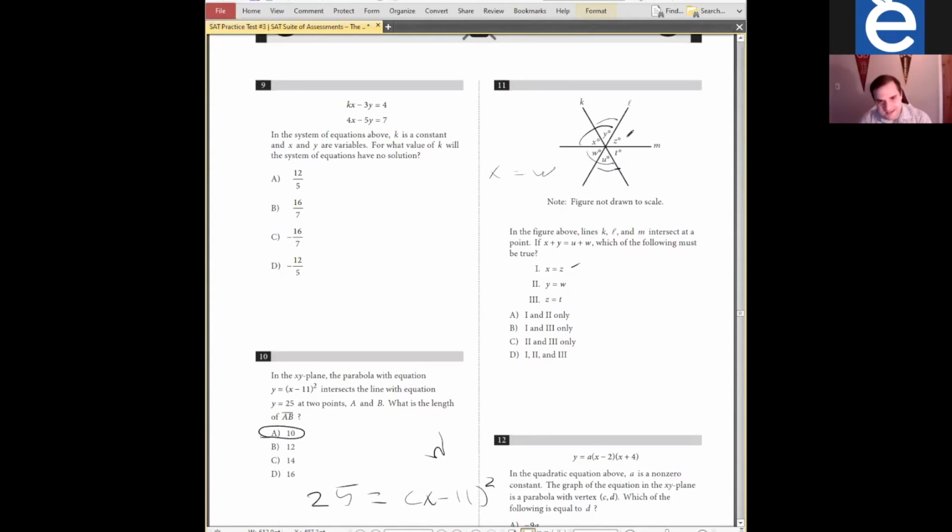Now, z is a vertical angle of w. So z is equal to w, which is also equal to x. So statement 1 is factually accurate, which means we can get rid of C. All right, now let's check 2, y and w.